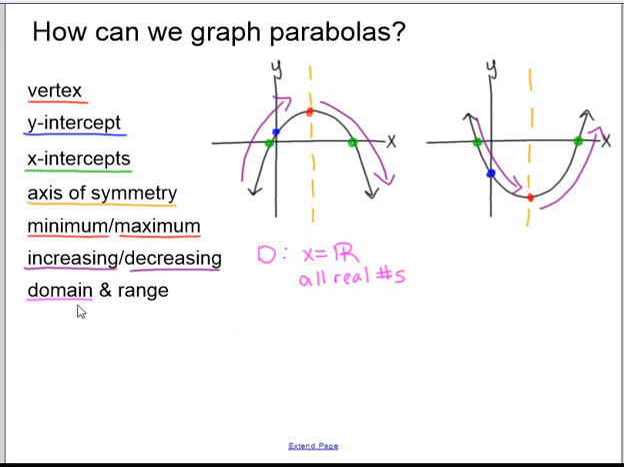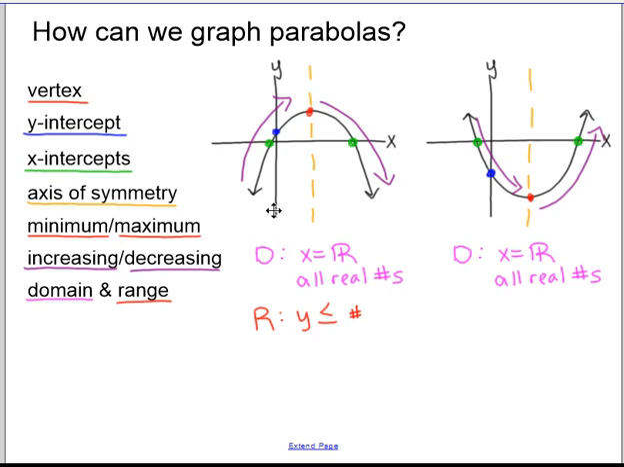Let's talk about domain and range. First of all, the domain for any parabola is x equals all real numbers. And we notate that by this little double line with a capital R, and that is shorthand notation for all real numbers. Again, the domain for every parabola is all real numbers.